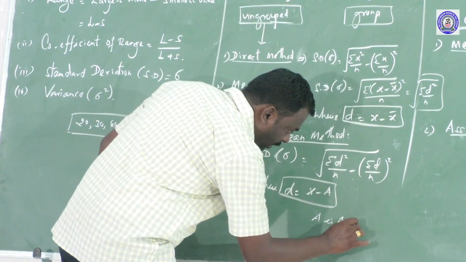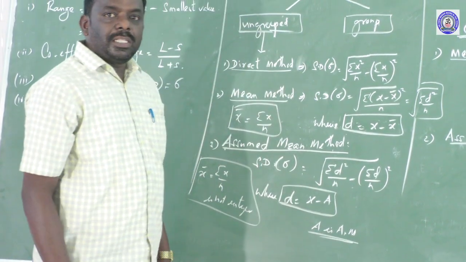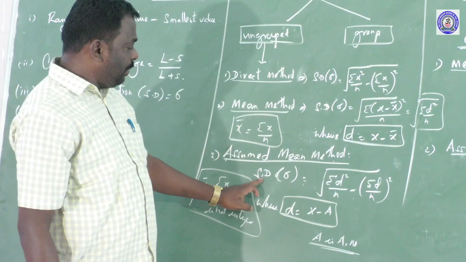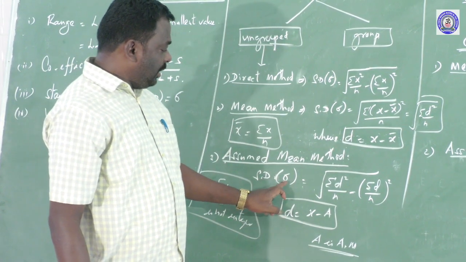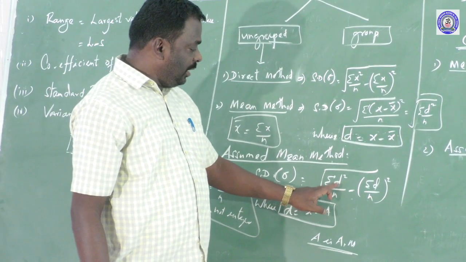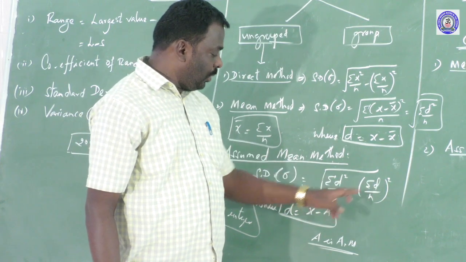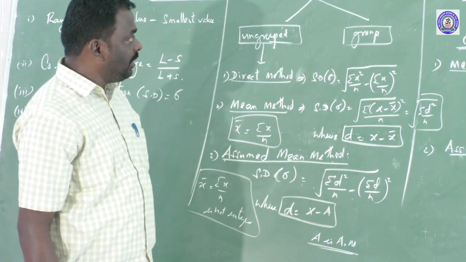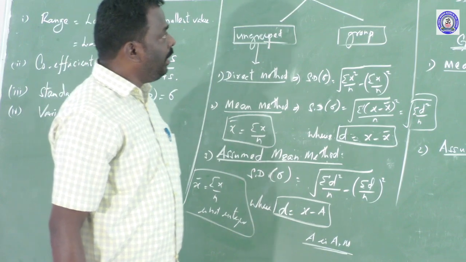A is called the assumed mean. So applying the assumed mean method, sigma is equal to the square root of summation d square by n minus (summation d by n) whole square, to find the standard deviation. This is for ungrouped data.